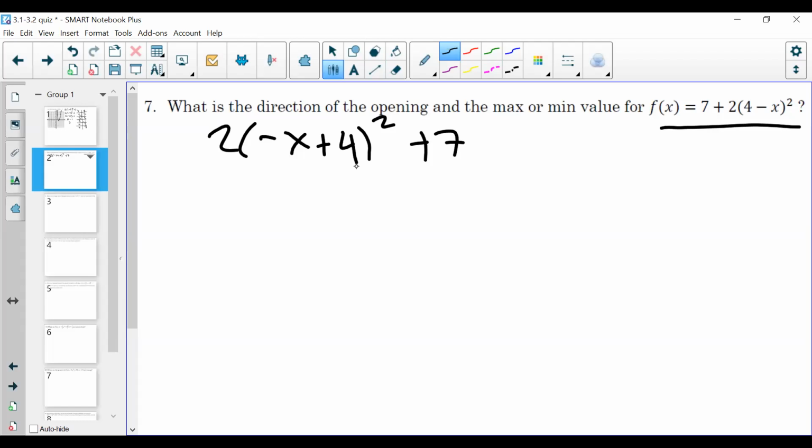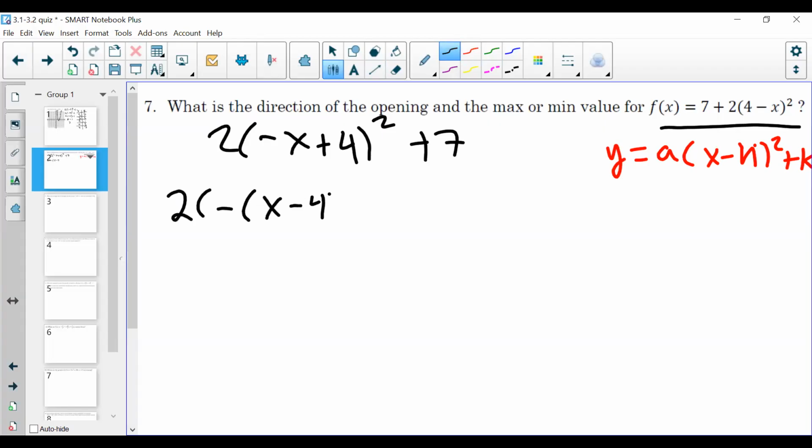After that, I have this negative in front of the x. Remember, I don't want a negative. I don't want anything in front of my x. My vertex form is y equals some a of x minus h squared plus k. Right, that's my vertex form. So I don't want any coefficient in front of x. So that negative I'm going to factor out to get 2 times negative of x minus 4 all squared plus 7.